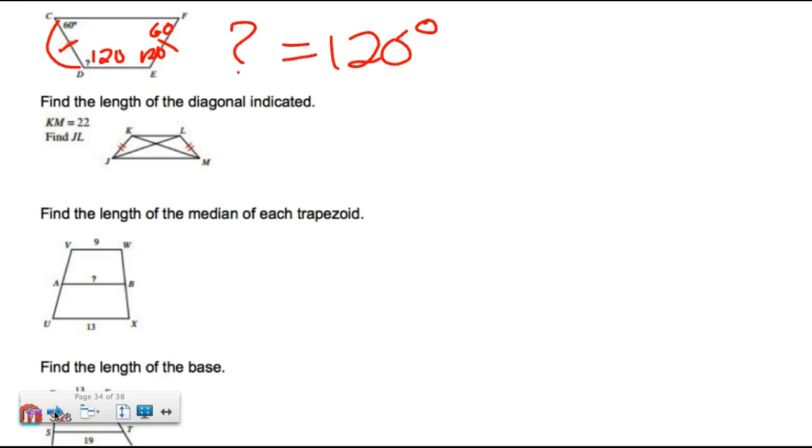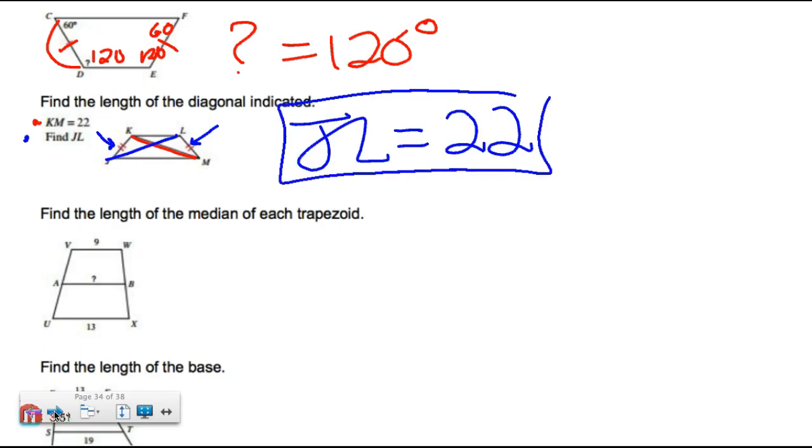Find the length of the diagonal indicated. It says KM is 22, so I'm going to draw that in red. KM in red, JL in blue. Because this is isosceles and is indicated by these little double dashes here, it means those are the same. The diagonals are congruent. So JL is also of length 22, using the properties of the trapezoid.